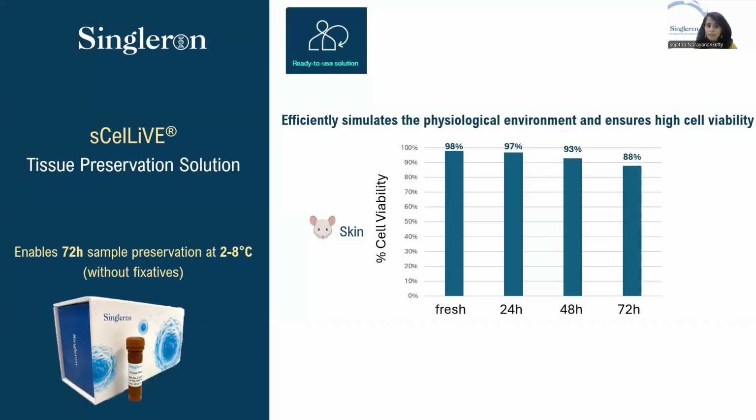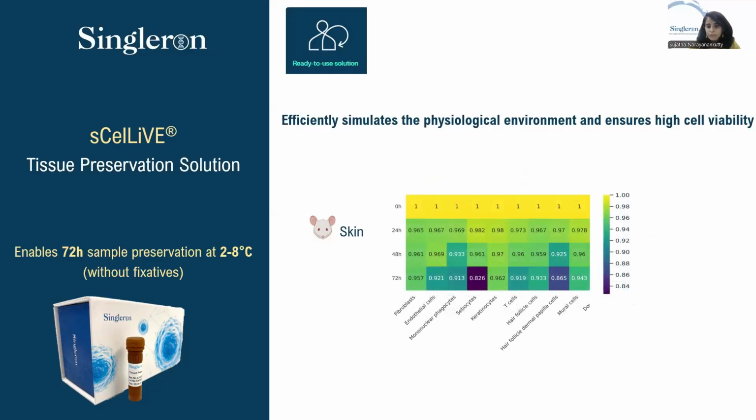The one that we have in our portfolio is called SL Live. This helps you preserve your sample for about 3 days at 2 to 8 degrees, fridge temperature. There are no fixatives in this, so your cells and sample remain fresh. Here's some data to show that the viability is maintained quite well over 3 days. The way to make sure that your cell samples are not impacted by preservation is to check the different cell types across the whole 3 days. We have some data here to show that the different cell types are correlated, which means they are the same if you sample them after 1 day, 2 days, or 3 days.